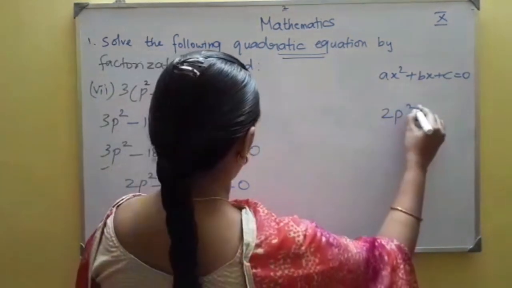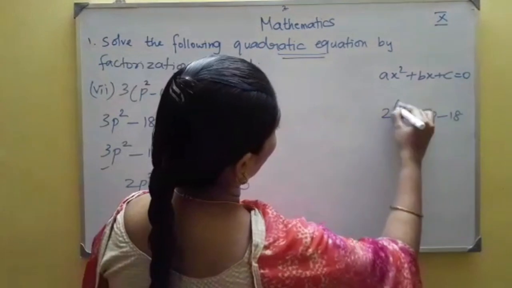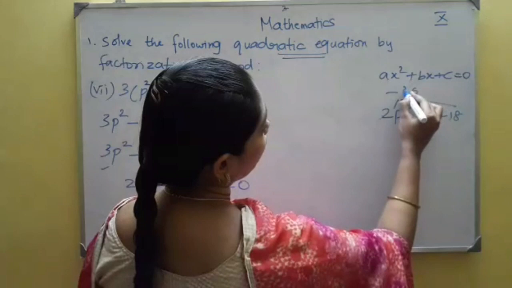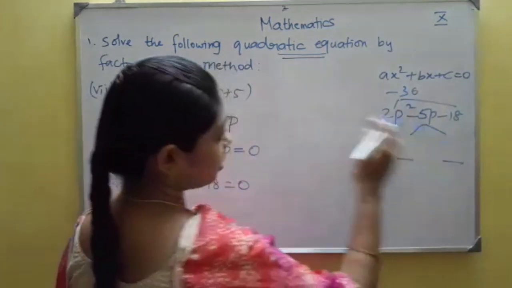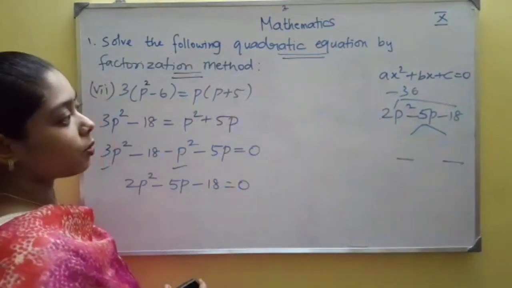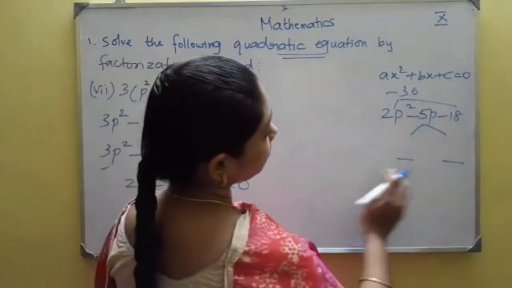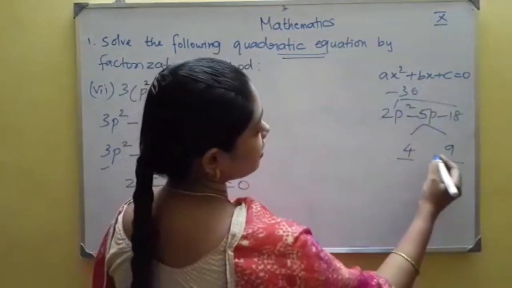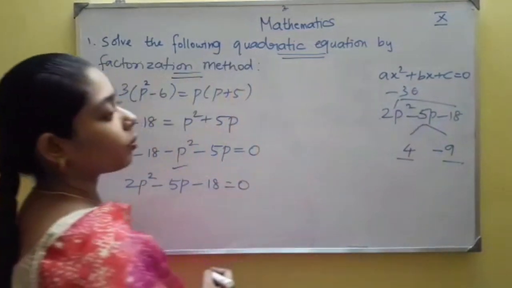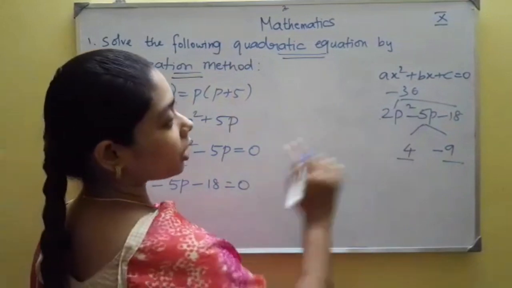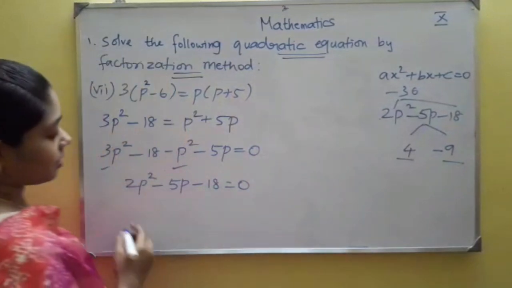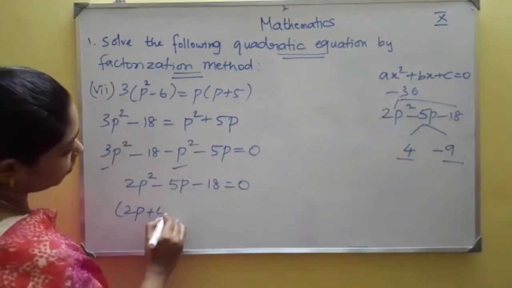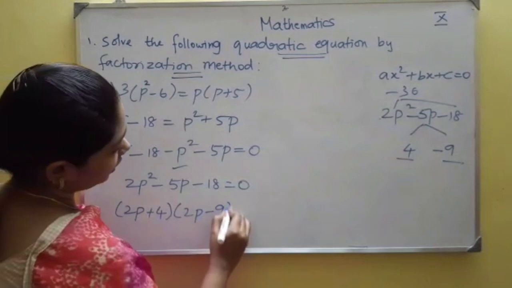So take 2p² − 5p − 18. Now 2 into −18 is −36. Now you want to find two numbers whose addition gives you −5 and whose multiplication gives you −36. Okay. Now 4 nines are 36, right? At the same time, if you put a subtraction sign over here, 4 minus 9 is −5. While doing multiplication, you will automatically get −36. How do you want to write this? The p² coefficient is 2, no? So write (2p + 4)(2p − 9) = 0.